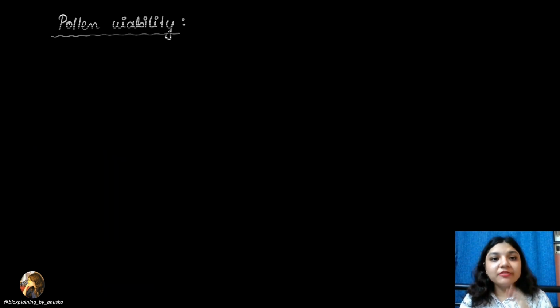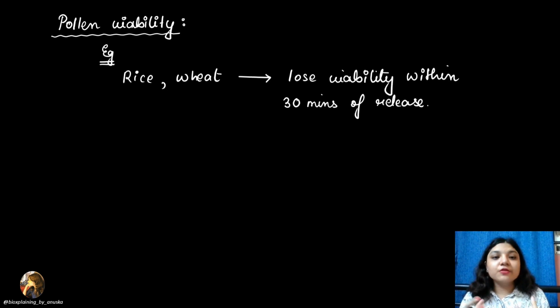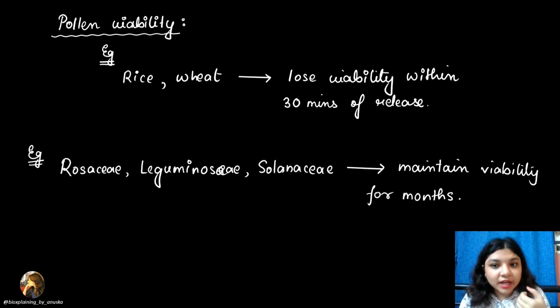And pollen grains have different viability. What do I mean by this? Say pollination occurs, the pollen lands on the stigma, right? Now further steps will happen, fertilization will happen. But this time frame is not always fixed, right? So pollens are known to have great variation in viability. Like for example, if you talk about rice and wheat, the pollen grains of these plants lose viability within 30 minutes of release. On the other hand, if you talk about plants belonging to Rosaceae, Solanaceae, Leguminosae, their pollen grains maintain viability for even months.